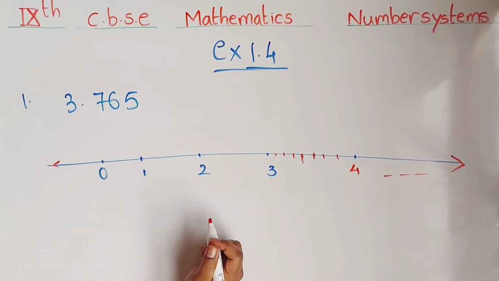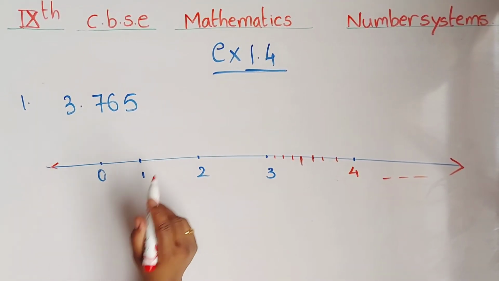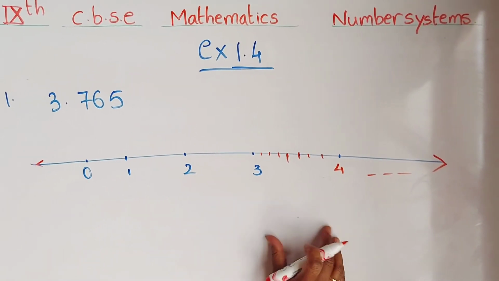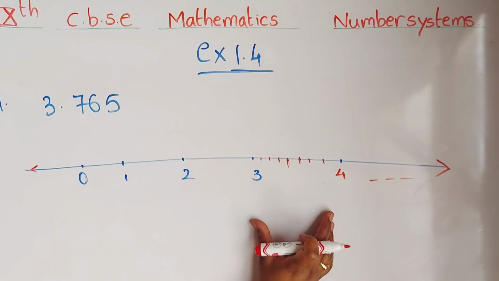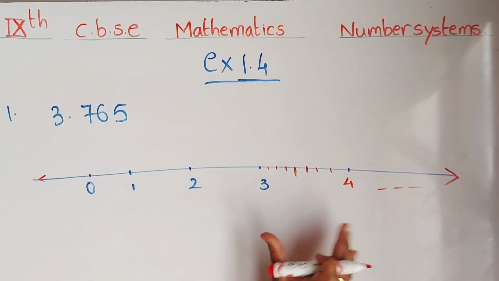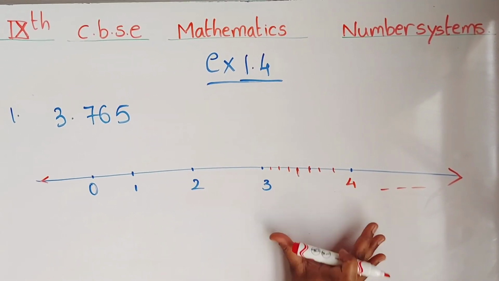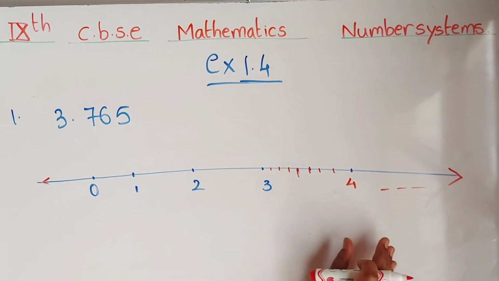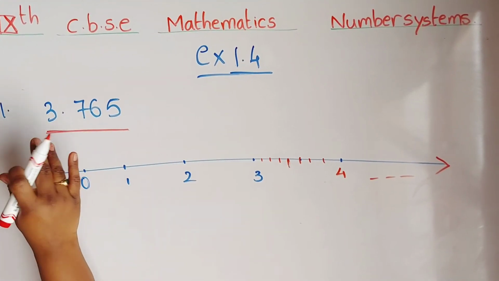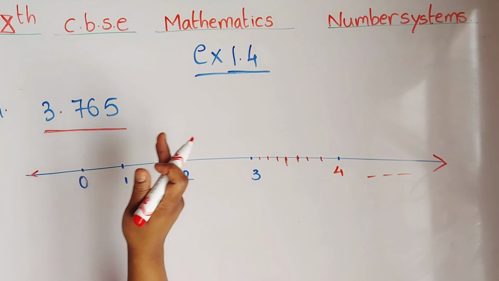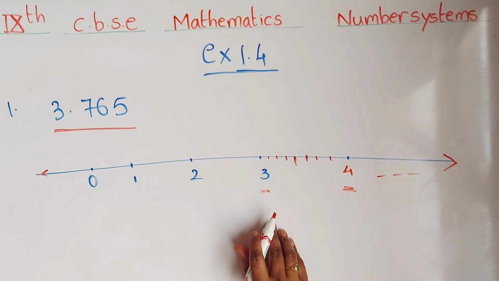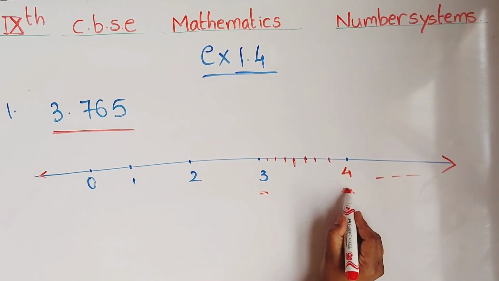1.4, first question, children. Visualize 3.765 on the number line using successive magnification. Successive magnification means you need to magnify the numbers, and where is the number you have to locate on the number line. That means you have to zoom in. In regular language, you have to zoom in and check the number. Check the number, it is 3.765. That means 3 and next number below 4. We can easily say it lies between 3 and 4. Right, children? 3.765 is lying between 3 and 4.